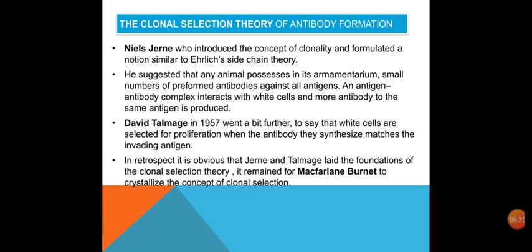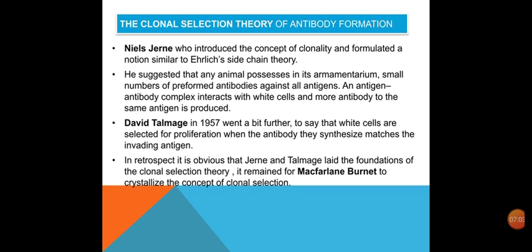Later, Niels Jerne, who introduced the concept of clonality and formulated a notion similar to Ehrlich's side chain theory, suggested that any animal possesses in its armamentarium small numbers of preformed antibodies against all antigens. An antigen-antibody complex interacts with white cells and more antibody to the same antigen is produced.